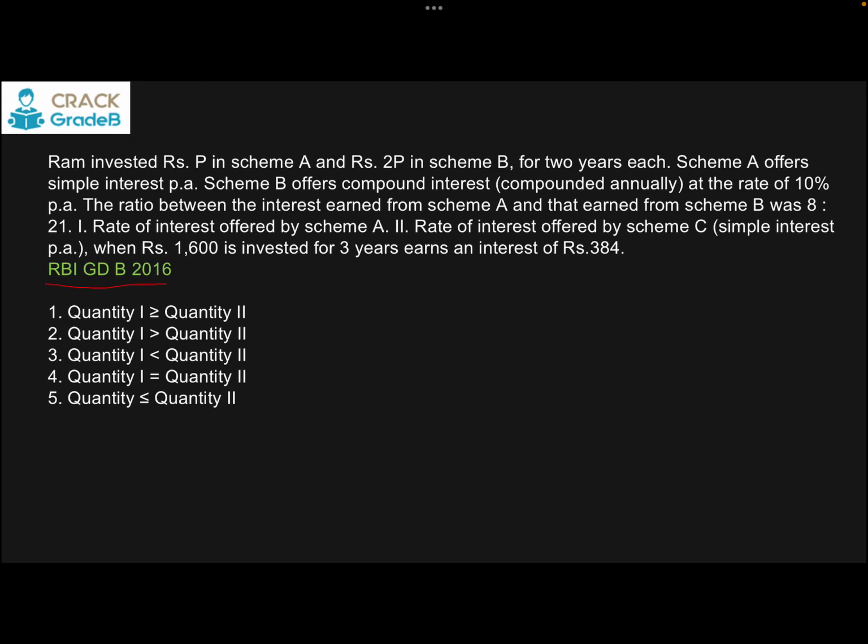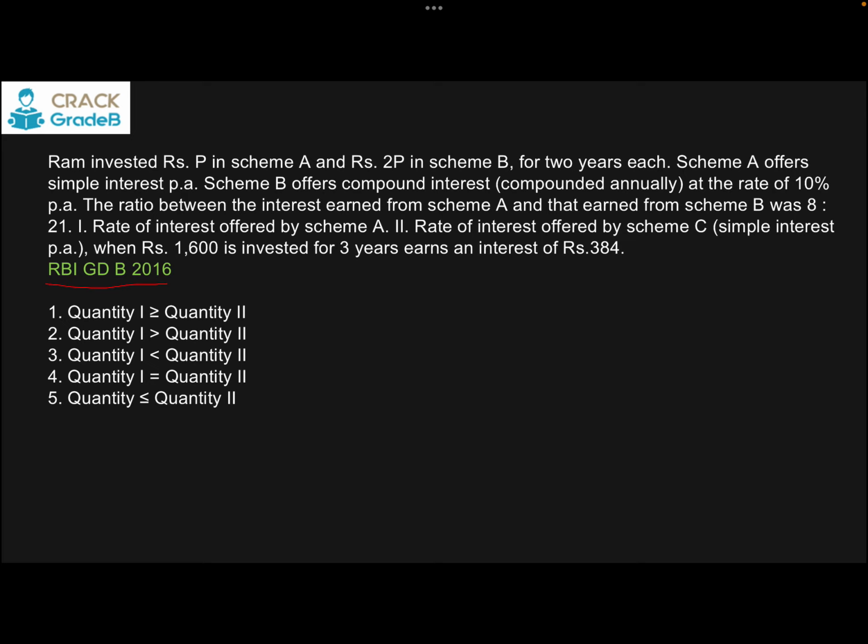Now this is the question that they ask in RBI Grade B. Ram invested rupees P in scheme A and rupees 2P in scheme B for 2 years each. Scheme A offers simple interest per annum. Scheme B offers compound interest at the rate of 10% per annum. The ratio between the interest earned from scheme A and that earned from scheme B was 8:21.